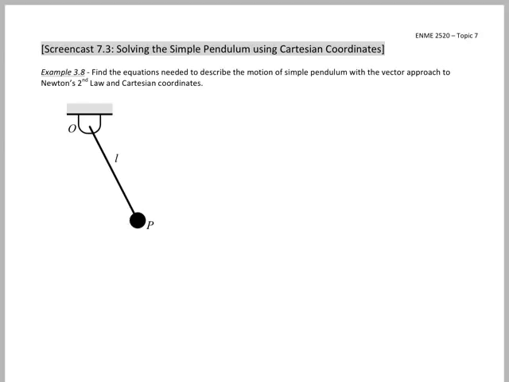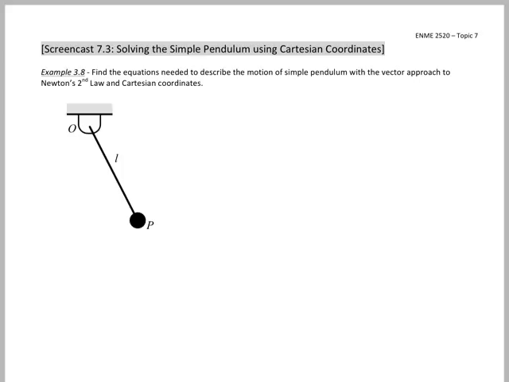So let's get some practice using this fully vectorized approach to solving dynamics problems now. We're going to be applying this to a simple pendulum. This is the normal way that you see a simple pendulum, in which the mass located at point P is hanging below the attachment point. And we're going to solve this first with Cartesian coordinates in an inertial reference frame.